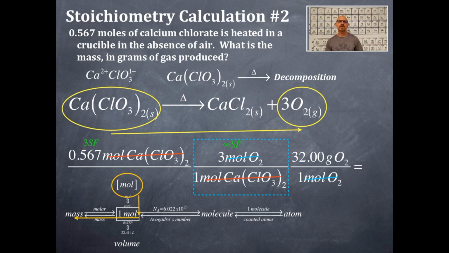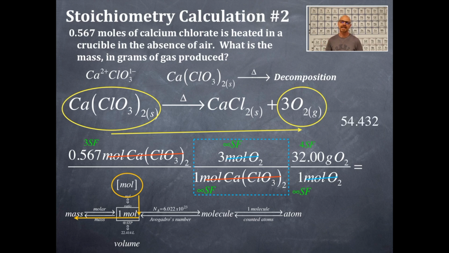How many significant figures in the 32.00? That would be 4, because those are trailing zeros. Trailing zeros count with a decimal, and there's a decimal in the number. How many significant figures in that 1? That's infinite. How many significant figures in that 1? Infinite. So the fewest number of significant figures I have is a 3 in this problem.